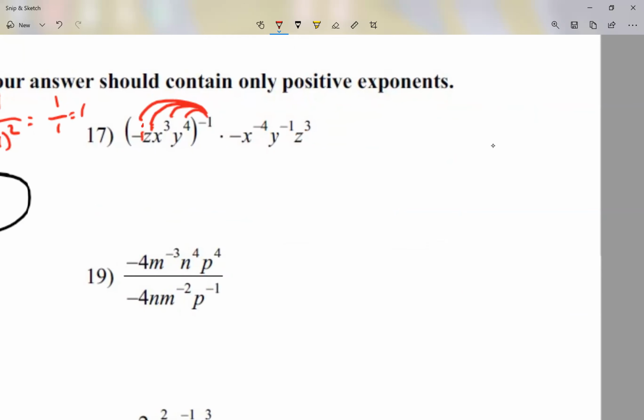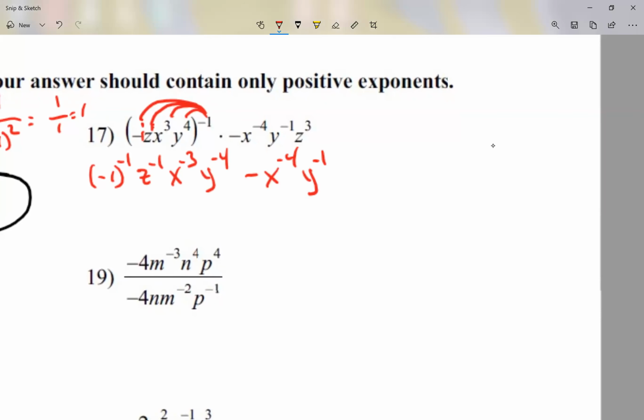There's a z to the 1, a -1 to the 1. So I have a -1 to the -1, a z to the -1, x to the -3, and y to the -4th, because I multiplied -1 to my exponents on the inside. And then I still have a negative x to the -4th, y to the -1, and z to the 3rd, what I had outside of the parentheses. Interesting part is that a -1 to the -1, that's a -1.